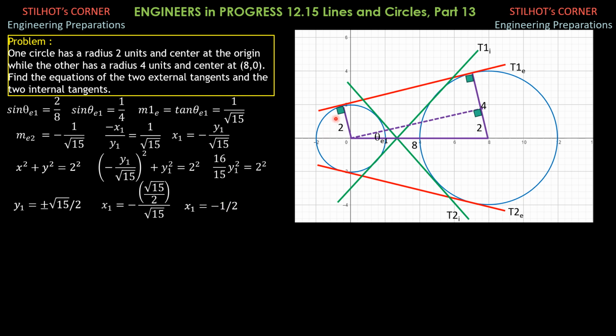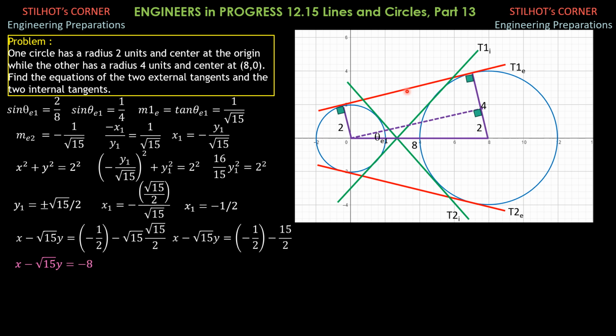Again, the expected equation of the external tangent 1 is x minus square root of 15 y equals x1, which is negative 1/2, minus square root of 15 times y1, and y1 is positive square root of 15 over 2. So x minus square root of 15 y equals negative 1/2 minus 15 over 2. That's negative 8. So therefore, the equation of the external tangent 1 is x minus square root of 15 y equals negative 8. So that's the answer for this case.